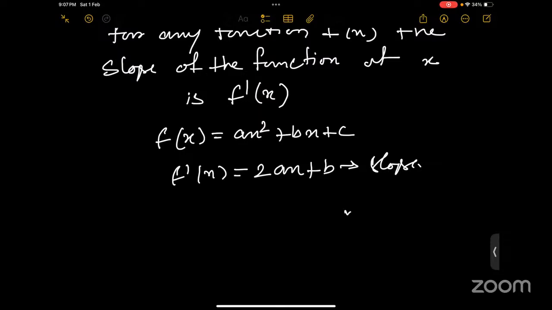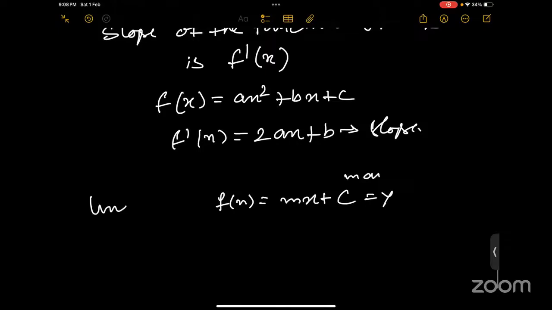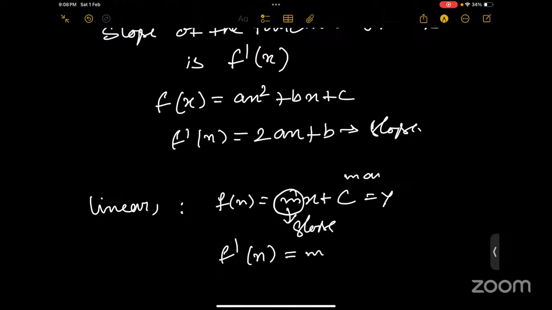Okay, see, if we have a linear function, that means the function will be in that form, right? Y equals mx plus c, or f of x equals mx plus c. This is the linear function, right? In that case also, we know that m is our slope, right? And if you compute the derivative, f dash x will be m. This is the slope, right?